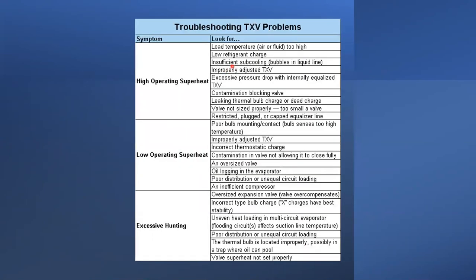Now, if you're doing a specific TXV setup, again, high operating superheat, low operating superheat, maybe you have too much airflow, too much heat load, refrigerant charge is low. So there's a lot of different symptoms that are going to come and go with troubleshooting a TXV. One of the main things you want to do, if you're not sure if your TXV is working properly, is take that thing off, dunk it in hot water, hold your hand on it, and you should watch the pressure start to change on the low side of your system.